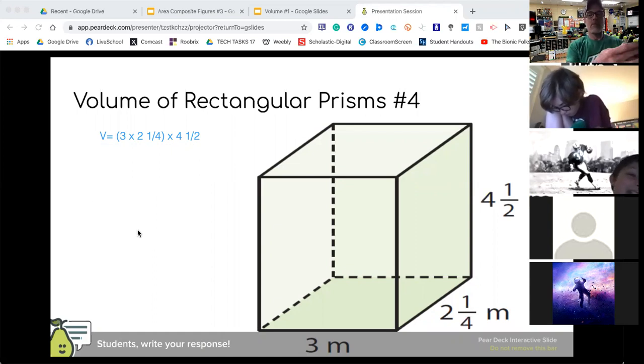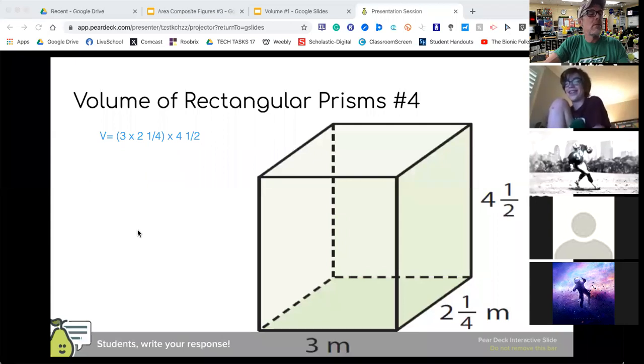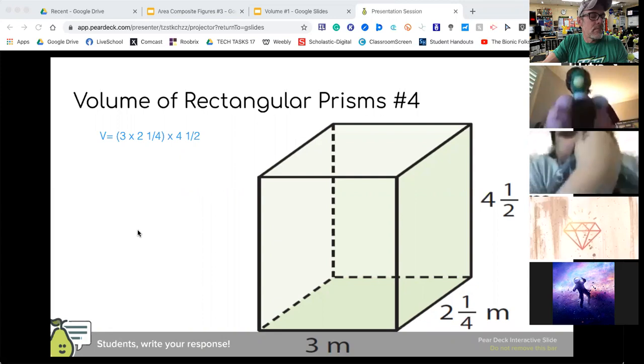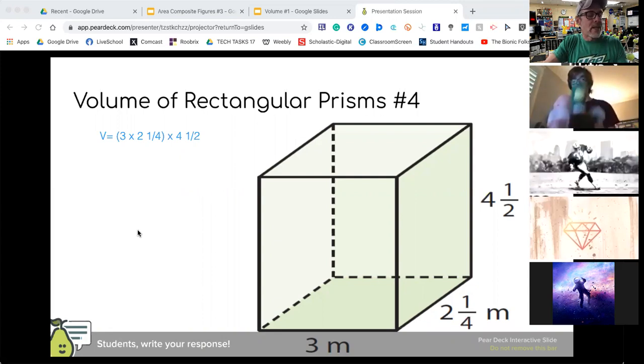What the heck is that? That's a cube. I know, but you guys that haven't answered, please go ahead and try it, please. Those of you who haven't answered.